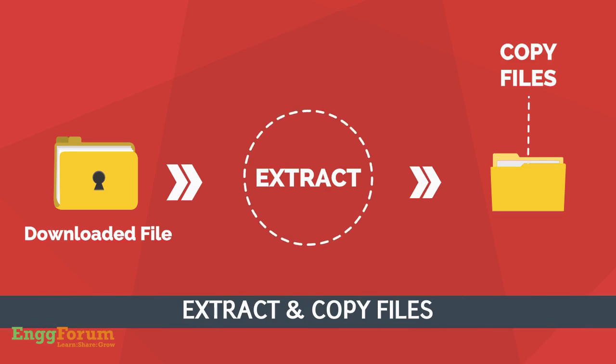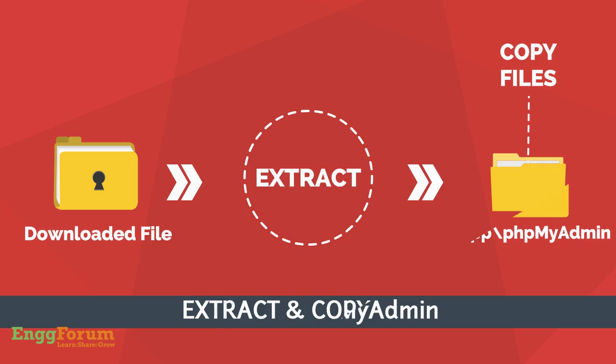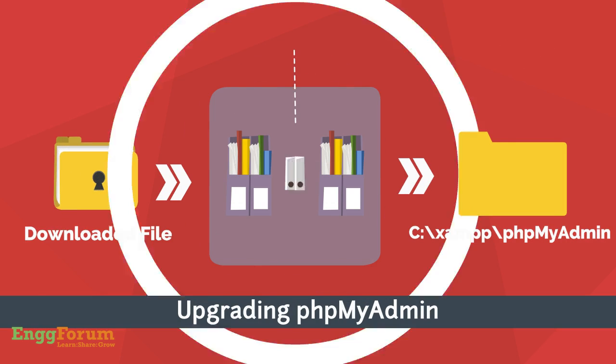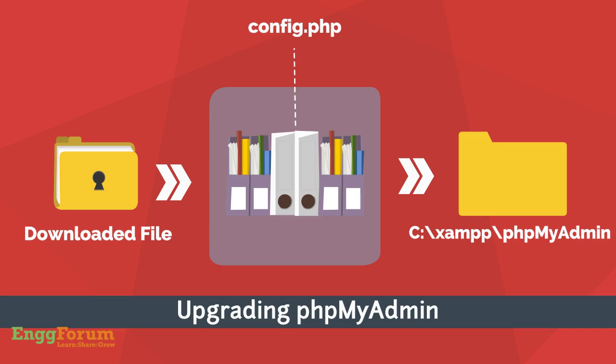Once you have downloaded the zip version, extract the files and copy the downloaded files. Next, paste them inside the PHP MyAdmin folder created from the previous installation of the XAMPP software. Here we have the default location of the PHP MyAdmin folder at the XAMPP folder inside the C drive.